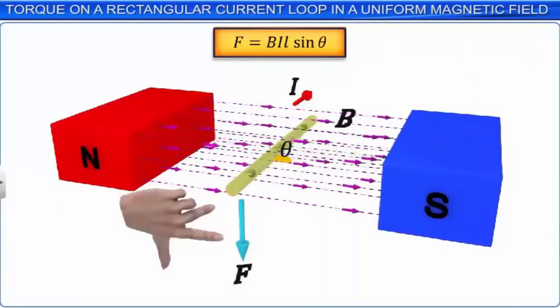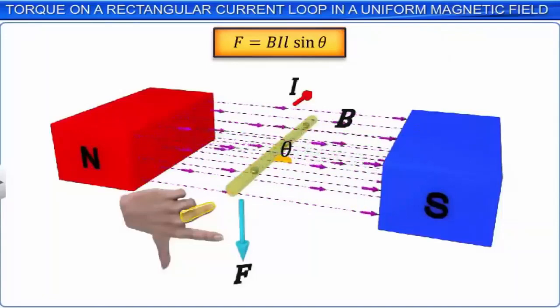According to the rule, when we stretch the thumb, the index finger and the middle finger of the left hand in 3 mutually perpendicular directions, if the middle finger indicates the direction of current in the conductor, the index finger indicates the direction of the uniform external magnetic field. Then, the thumb indicates the direction of the force on the conductor.